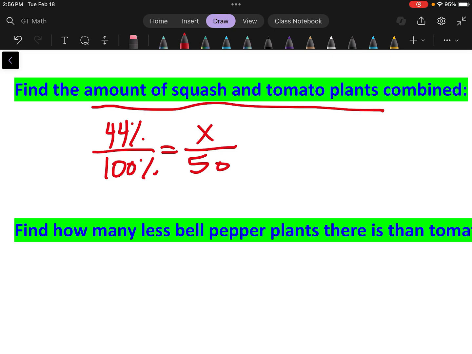We did this earlier this year. Now, there's several ways you can do this, but this one's relatively easy. I know that I'm going to divide by 2 to get to 50. So 44 divided by 2. And guess what? I get 22. And there's my answer.